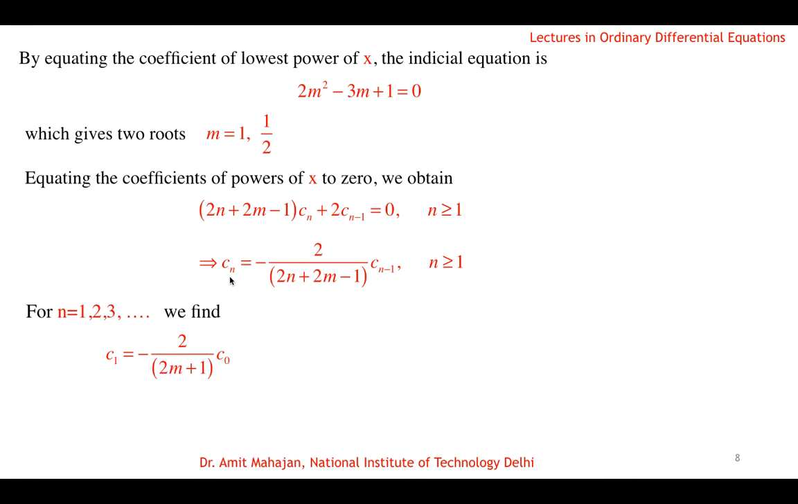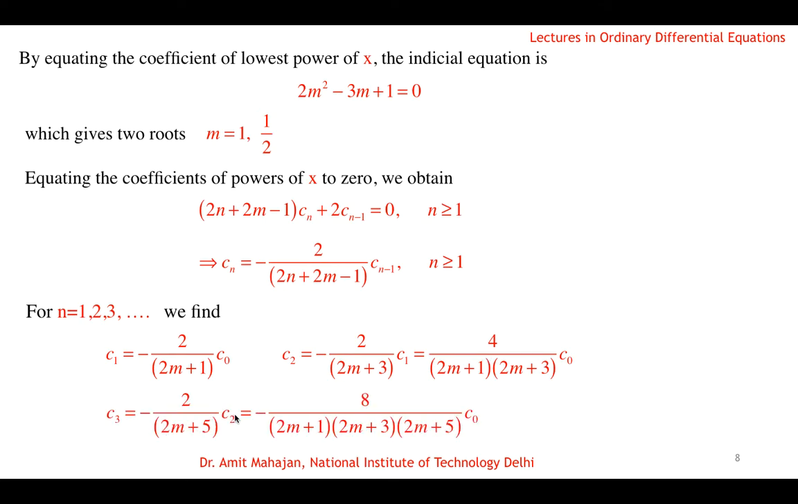Then we put n value 2 to calculate c2 in terms of c1, and because c1 is known, we can calculate c2 in terms of c0. Then when we put n equal to 3, we will get c3 in terms of c2, and because c2 is known, we get c3 in terms of c0 by substituting this value here, okay. So in this way we can calculate all the constants. So c1 in terms of c0, c2 in terms of c0, c3, okay.